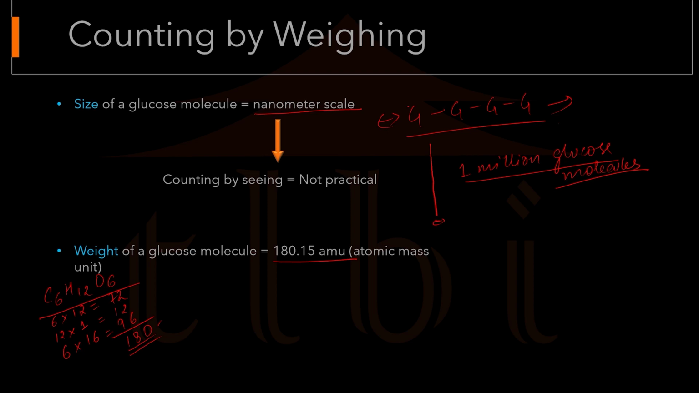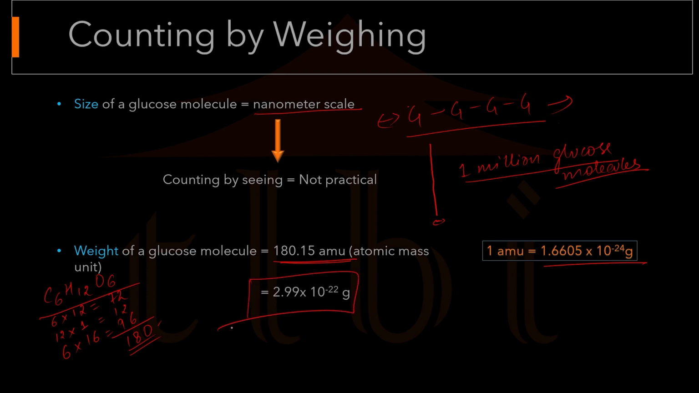So if the weight of a glucose molecule is 180 atomic mass units and 1 AMU is equivalent to 1.6605 into 10 to the power minus 24 grams, that means each glucose molecule will weigh about that much. That's a very small amount of weight. It would be difficult to weigh if you have to set up a reaction and you need to weigh only one glucose molecule.